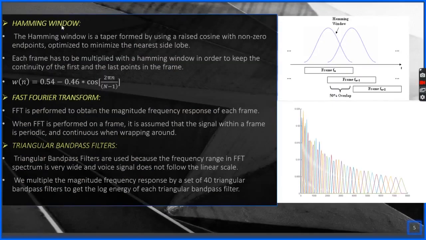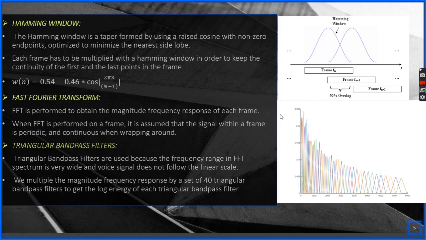After frame blocking, we apply the Hamming window. The Hamming window is applied in order to keep the continuity between two frames, and this is the formula we use for the Hamming window. After the Hamming window, we do the fast Fourier transform. It is performed to obtain the magnitude frequency response of each frame. When the FFT is performed on a frame, it is assumed that the signal within the frame is periodic and continuous.